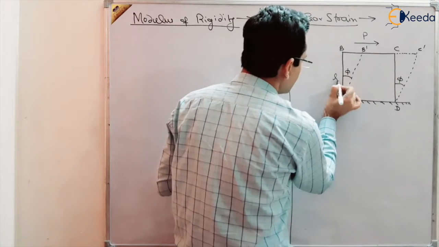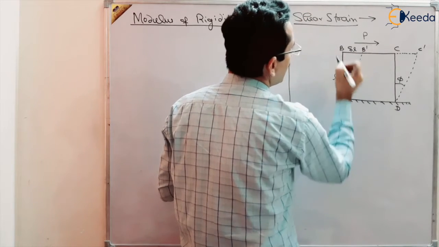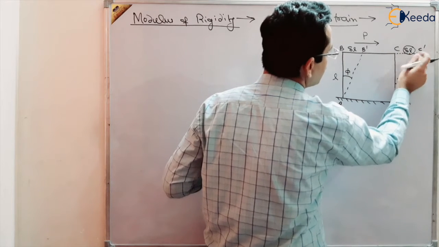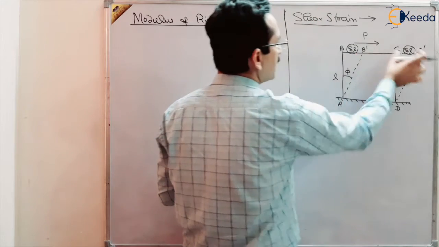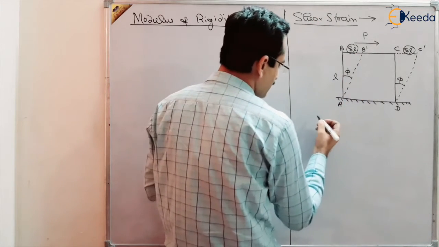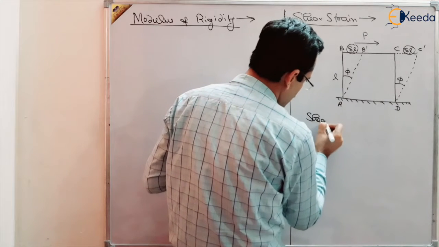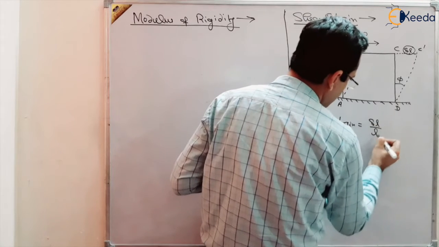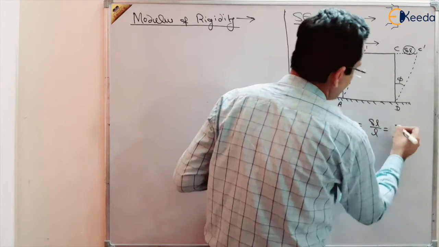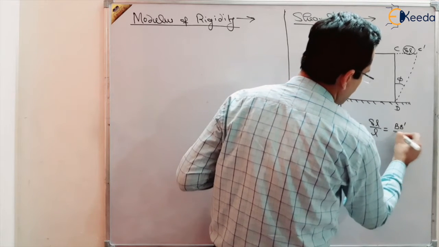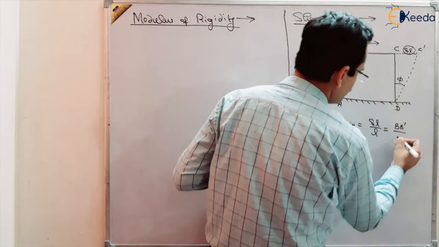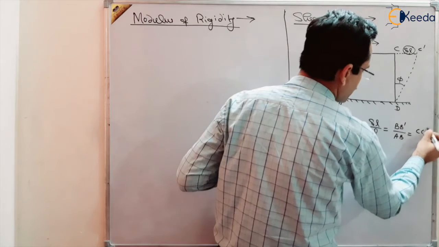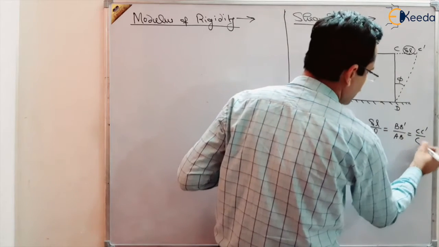Suppose this length is L and this length CC dash is delta L. So we have shown that shear strain will be equal to change in length upon original length, that is equal to BB dash upon AB, or you can say CC dash upon CD. It is the same thing, right?